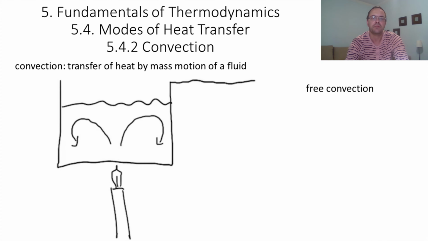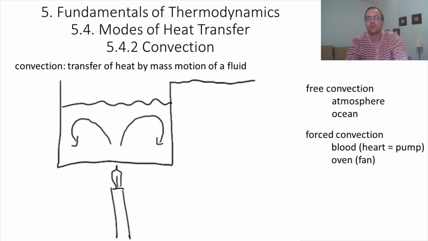You can have free convection, for example, the motion in the atmosphere like wind, or the motion in the ocean, all the things related to the weather. You can also have forced convection. For example, one way we transfer heat in our body is by the circulation of blood, which is forced by the heart. And in an oven, you can have a fan to force the convection.